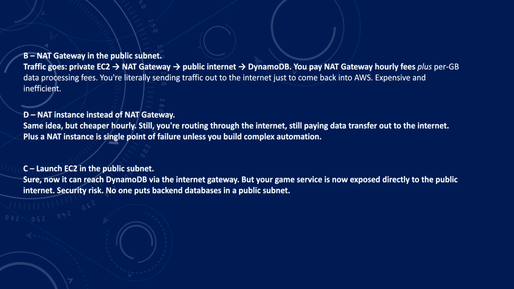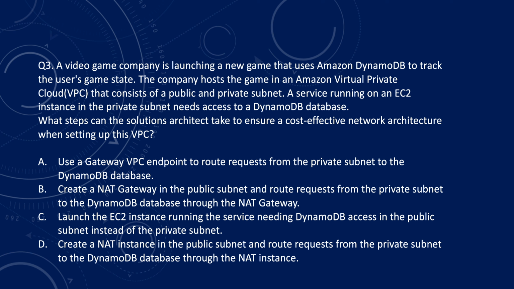Next is option number C. Option C says launch EC2 in a public subnet. Let's see the option first. Option C says launch the EC2 instance running the service needing DynamoDB access in the public subnet instead of the private subnet. So we need to launch the instance and run the service which needs DynamoDB access in a public subnet instead of a private subnet.